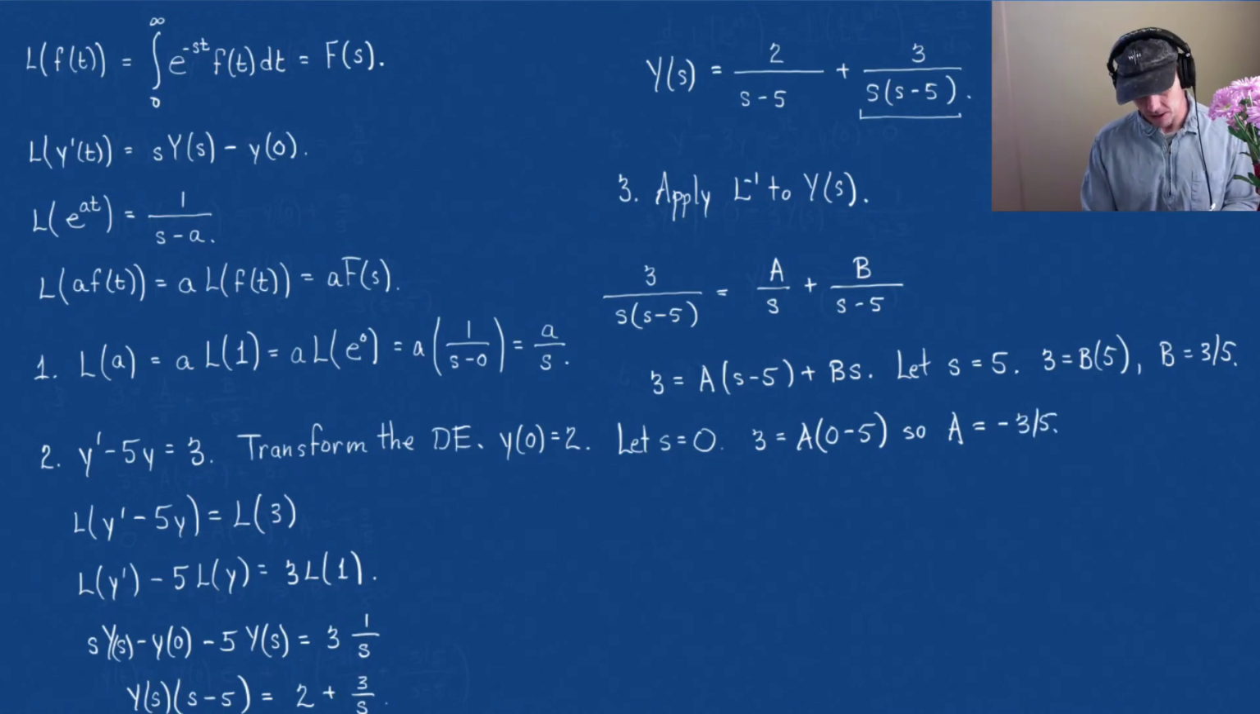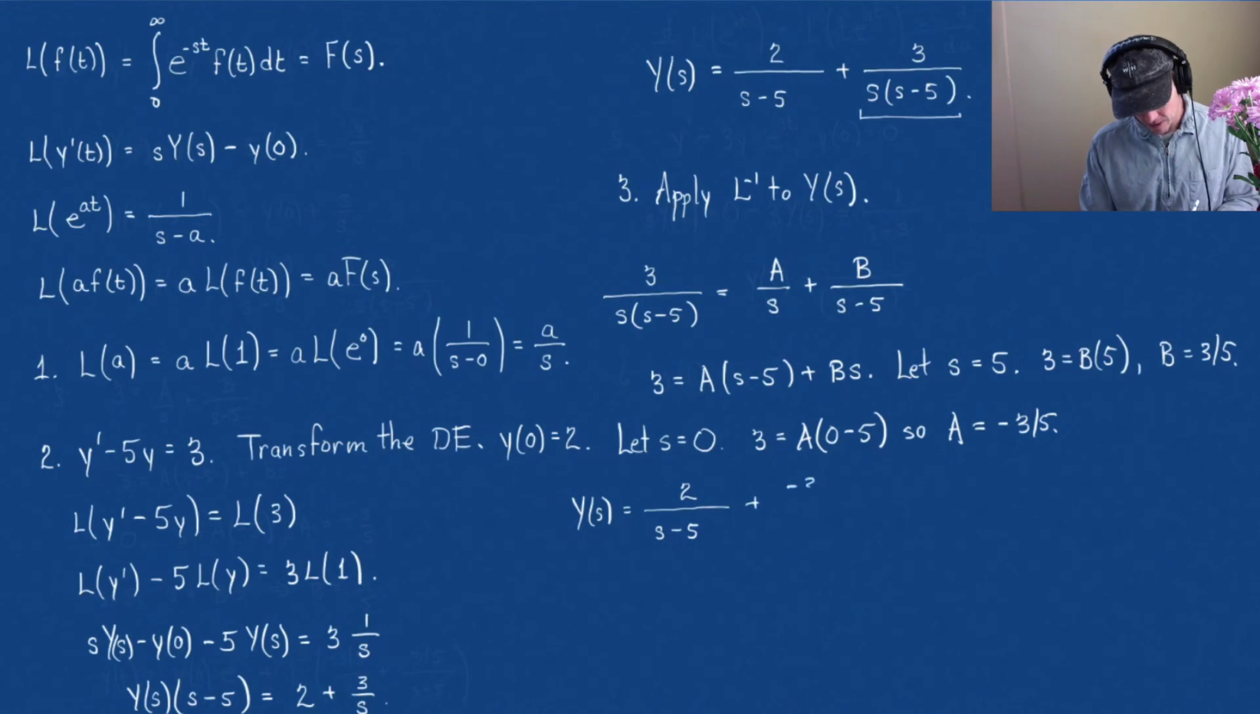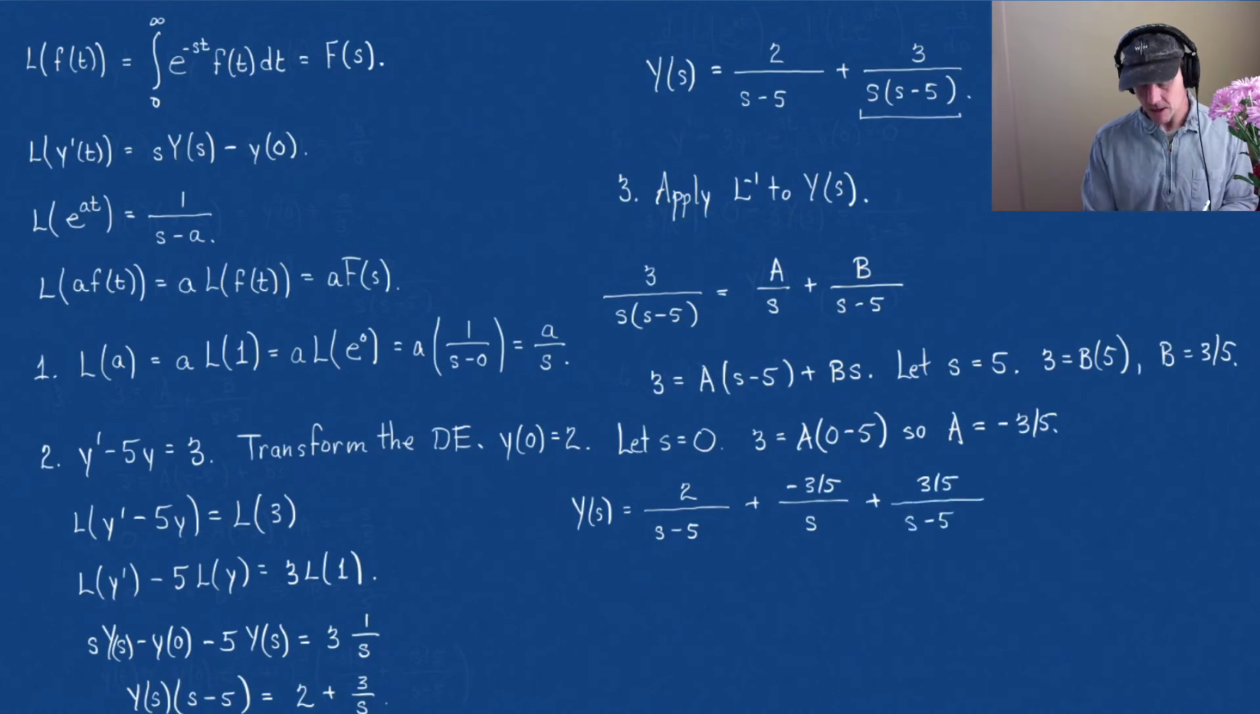Now we can apply the inverse Laplace transform, and I'll write it out because what we're applying it to is capital Y of s equals 2 over s minus 5 plus, my A is a minus 3/5 over s, and my B is a positive 3/5 over s minus 5. Apply the inverse Laplace to every term.